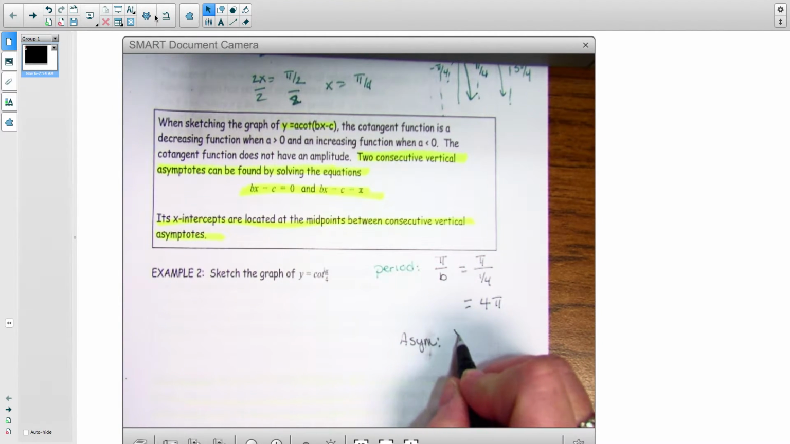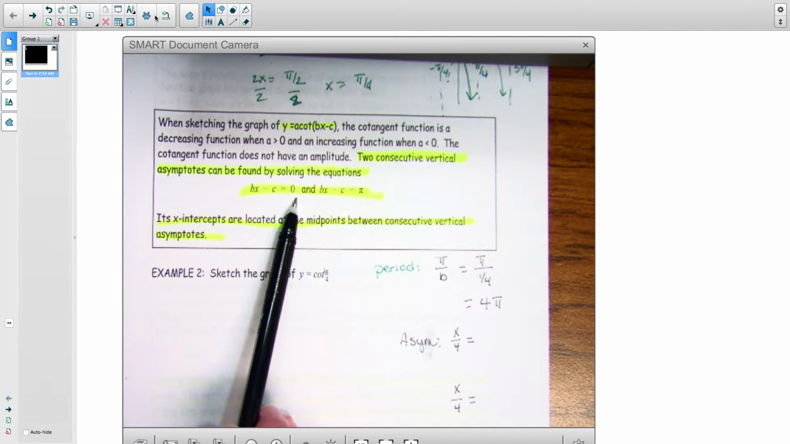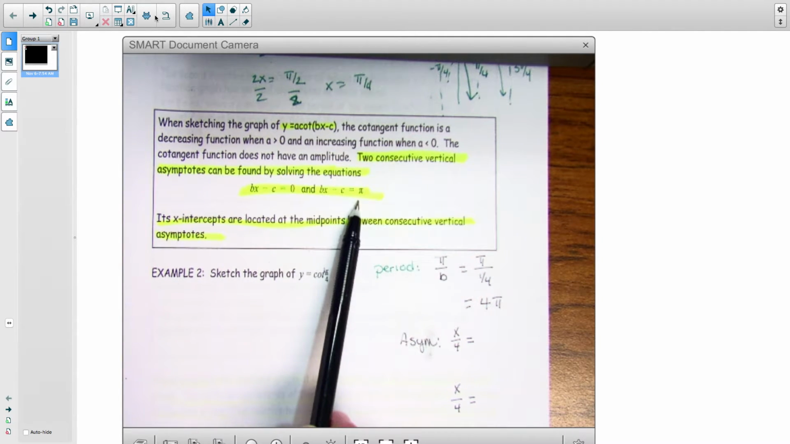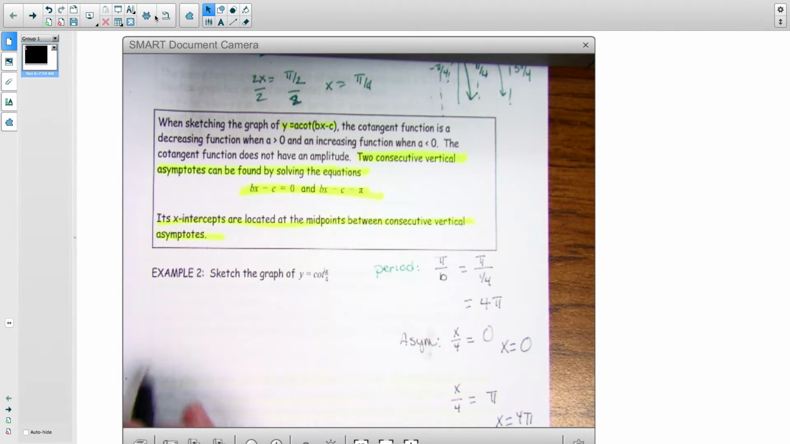Asymptotes are found by taking x over 4 and setting it equal to what? Cotangent is 0 and pi. So 0 and pi. So our first asymptote is going to be at 0. Our second asymptote is going to be at 4 pi. Does that give us a period of 4 pi there, guys? Pretty doggone cool.